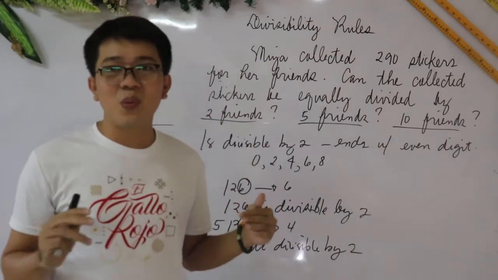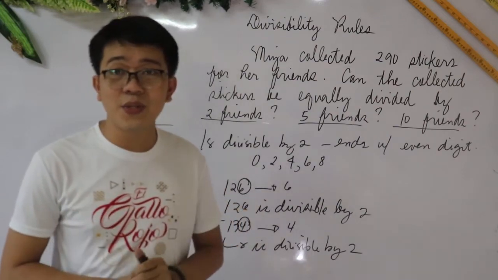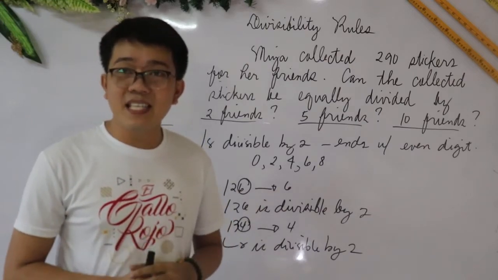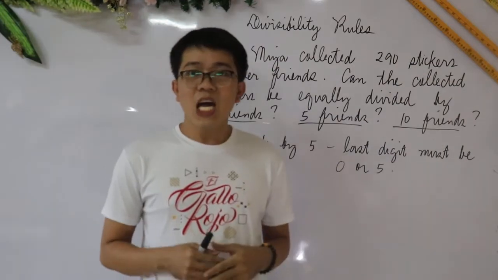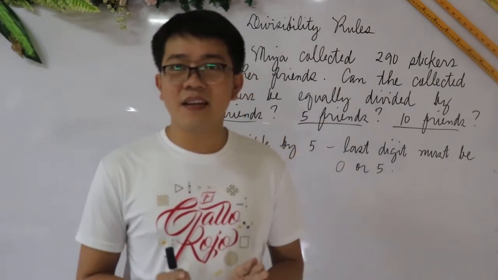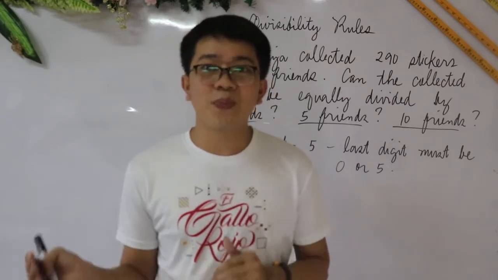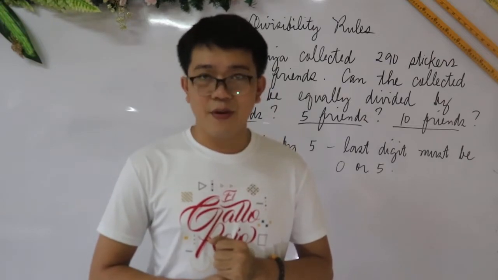Now that you know how to check if a number is divisible by 2, we are going to proceed to our next topic, divisibility rule number 5.